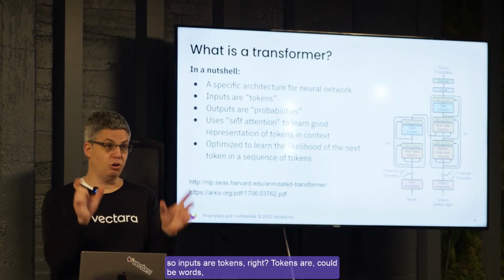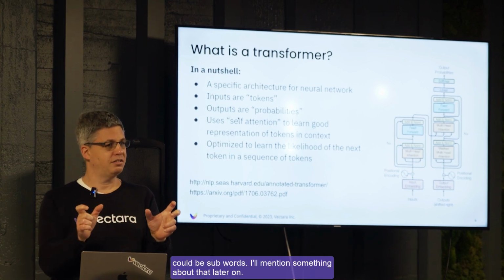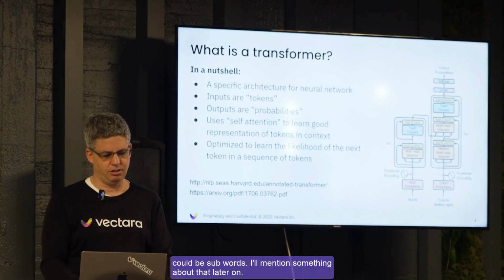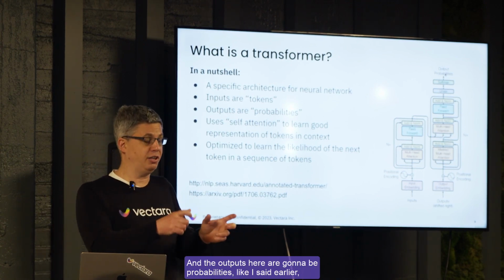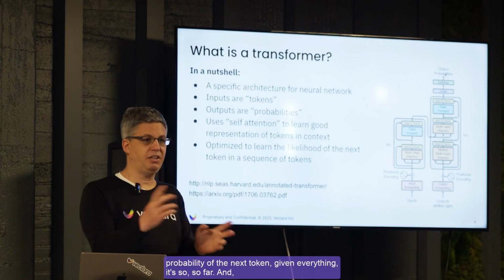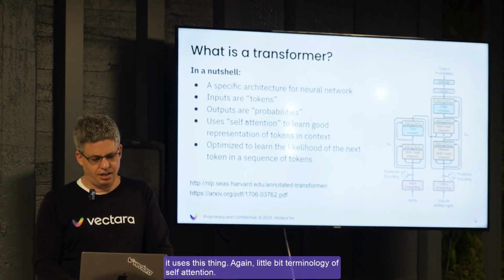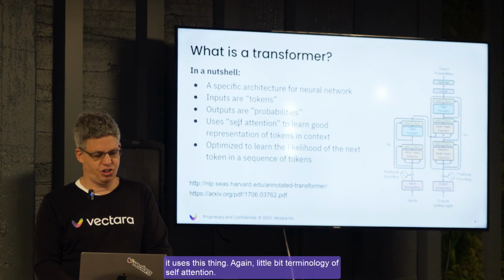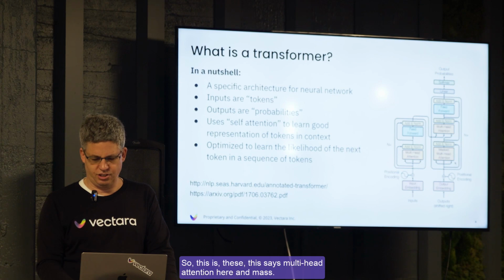So inputs are tokens, right? Tokens could be words, could be subwords. I'll mention something about that later on. And the outputs here are going to be probabilities. Like I said earlier, the probability of the next token, given everything so far. And it uses this thing, again, a little bit of terminology, self-attention. It says multi-head attention here, and masked.